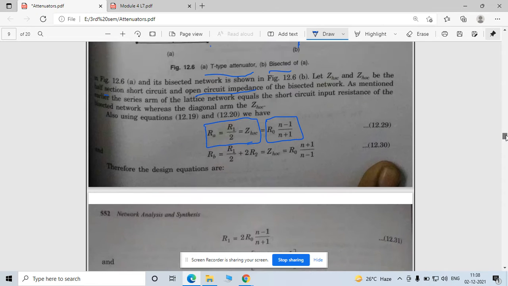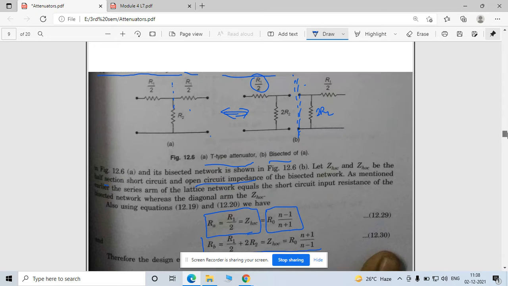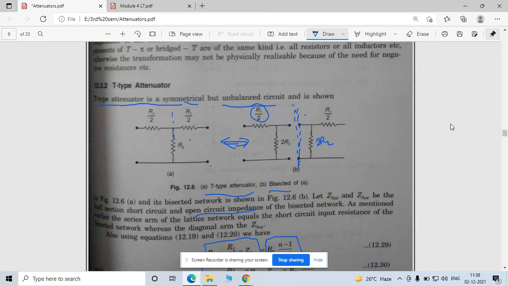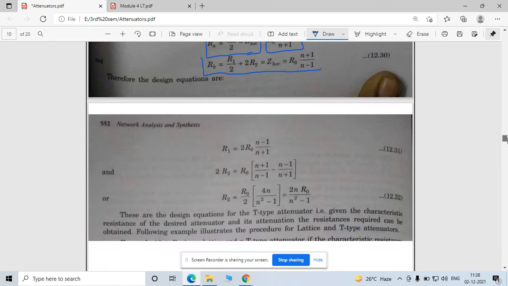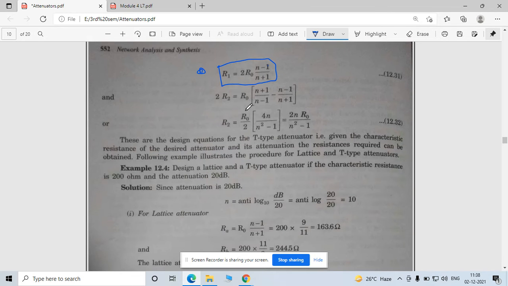Now, in the same way, this is for your RA, and this is for your RB. Now replace this equation in terms of your RA and R2. Replace that network in terms of your RA and R2. Now rewrite this equation. So you will find RA is nothing but twice of R naught times n minus 1 by n plus 1. So this is one equation for the T network, and this is for the second network.